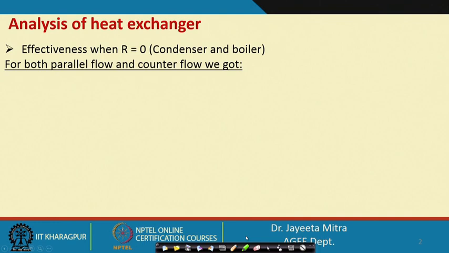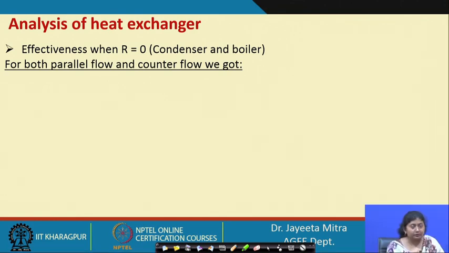So, in the last class we have discussed the effectiveness using the NTU, that is number of transfer unit method. NTU is nothing but UA by C minimum, and effectiveness in terms of NTU and another dimensionless parameter, that is R, which is the capacity ratio that we have discussed. So, today we will continue with that only. Effectiveness when R is equal to 0.